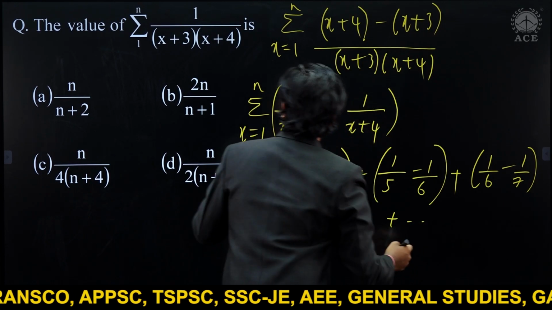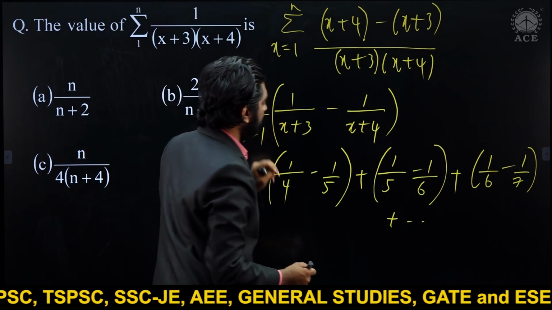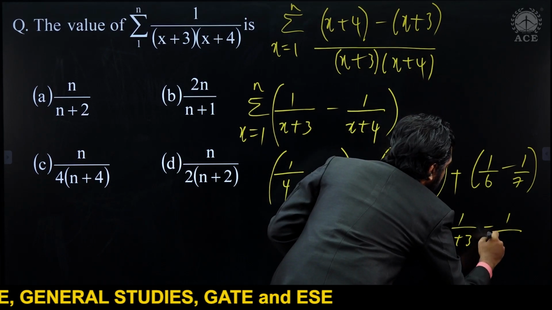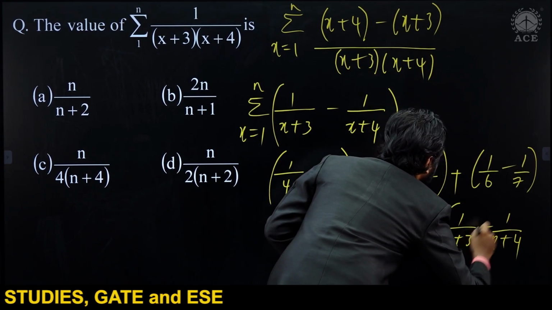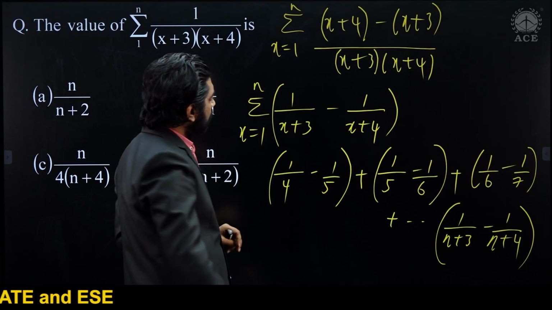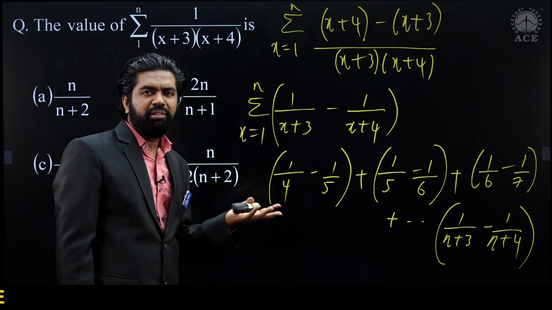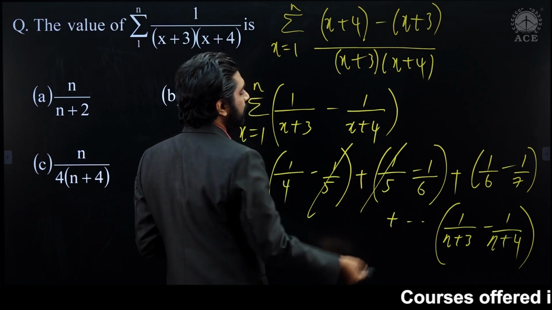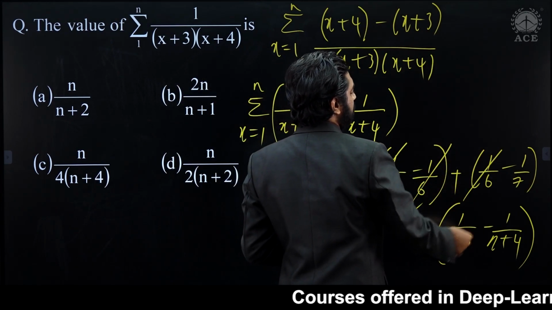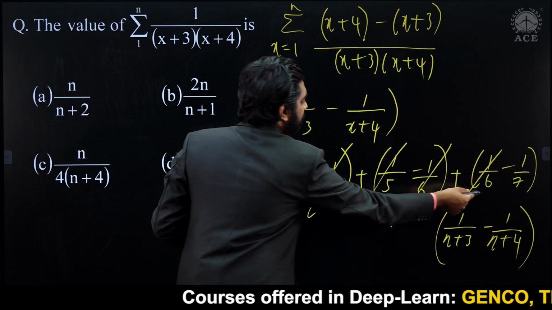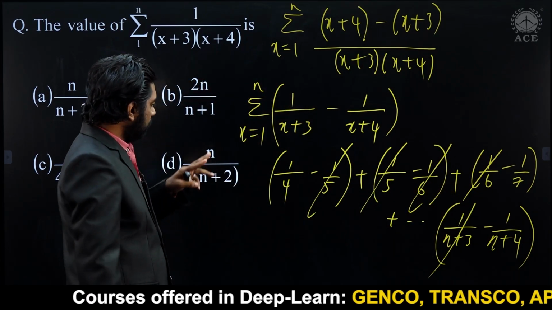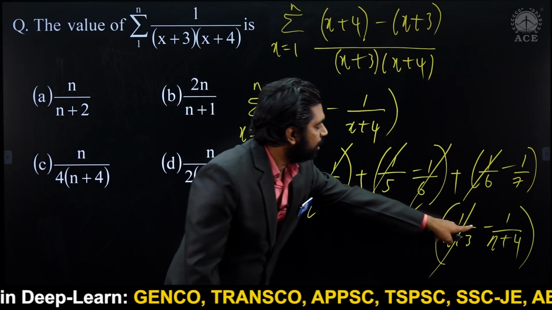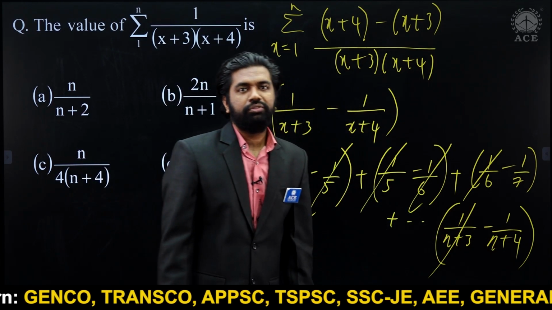When I substitute the last term, I get 1 by n plus 3 minus 1 by n plus 4. Now look at this. Can you simplify it? Yes, I can simplify it. This cancels, this cancels, and so on. All these terms cancel. The two terms that are left over are 1 by 4 and minus 1 by n plus 4.